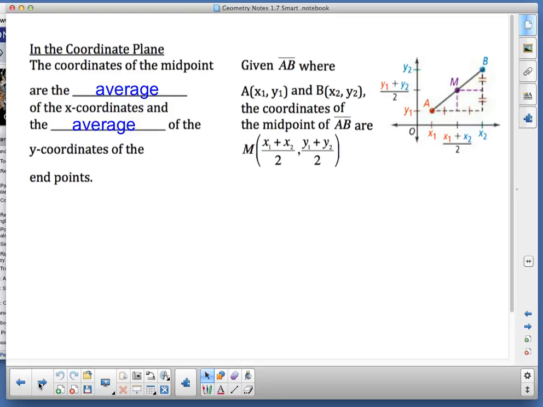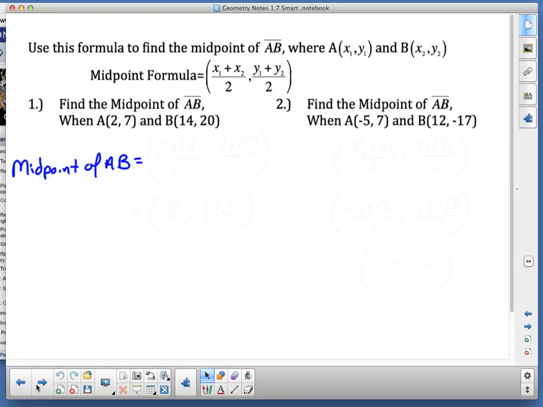So as we go on, the really cool thing about midpoint is that I've got 2 points. I'm going to find the average of the x's, the average of the y's, and that's going to be my midpoint between whatever 2 points it is on the coordinate plane. So I got 2 plus 14, which is going to be 16, divided by 2. So my midpoint of the x's is 8. Now, my midpoint of my y, 7 plus 20 is 27, divided by 2 is 13.5. So I got 8 for my x's.